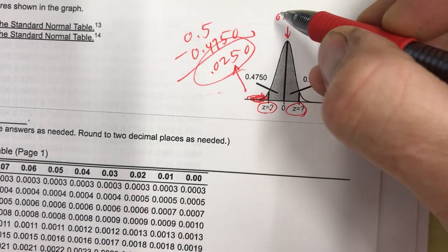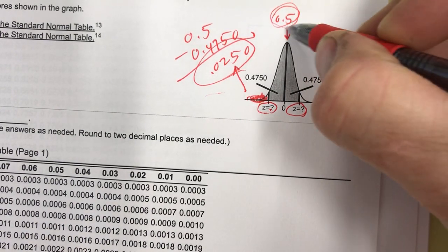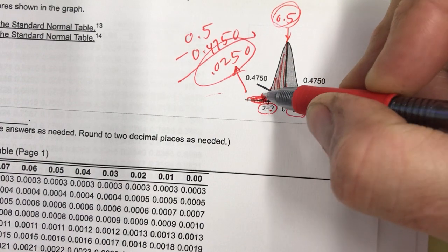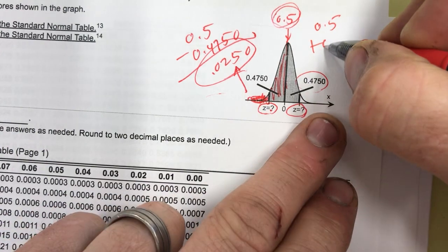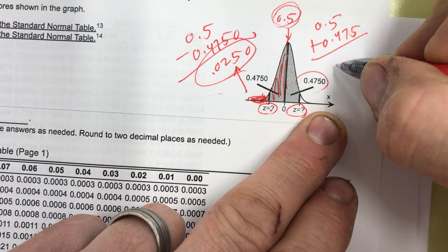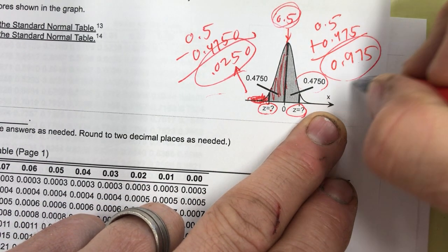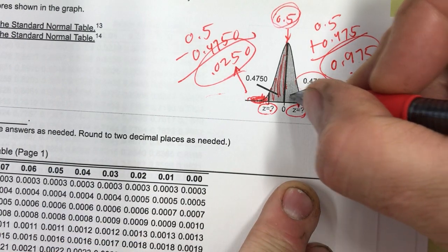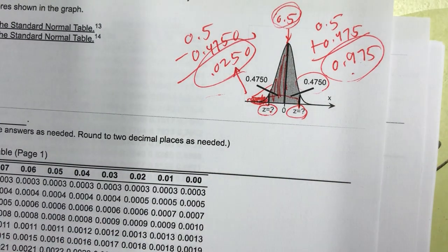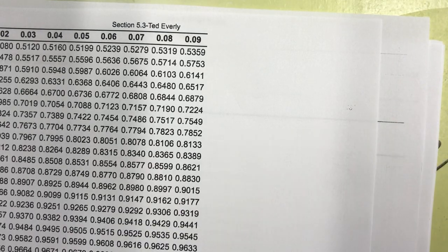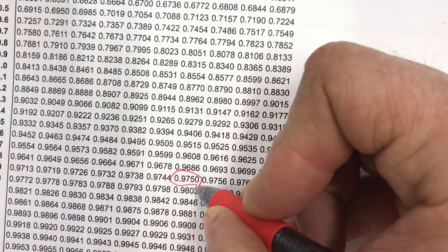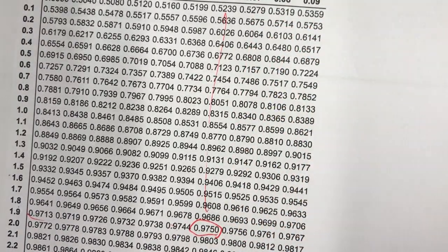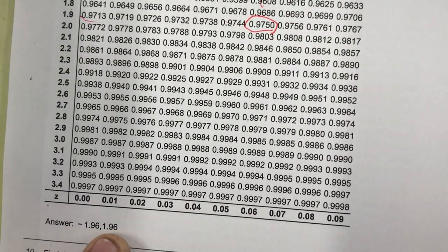Now, what I did here, this is 0.5 right there down the center. So to the left is 0.5. So if I add this 0.5 plus 0.475, I get 0.975. And see, this was all that's to the left of it, 0.975. So I looked that up. And let's see here, 975 right there. So this is 1.96, which is what we just saw a while ago.